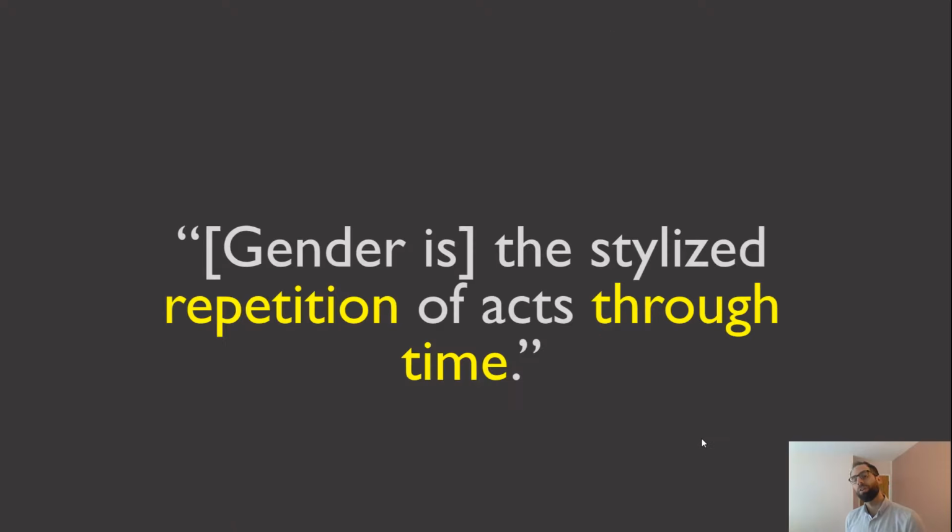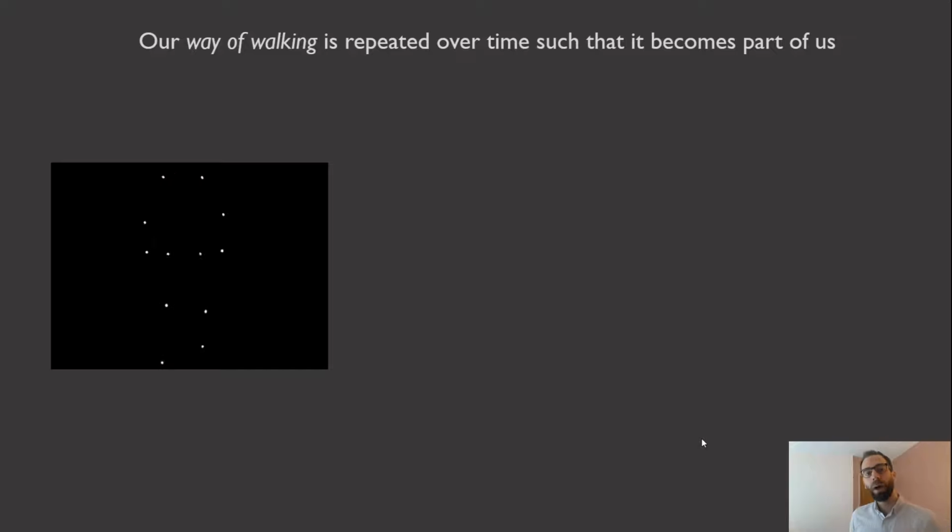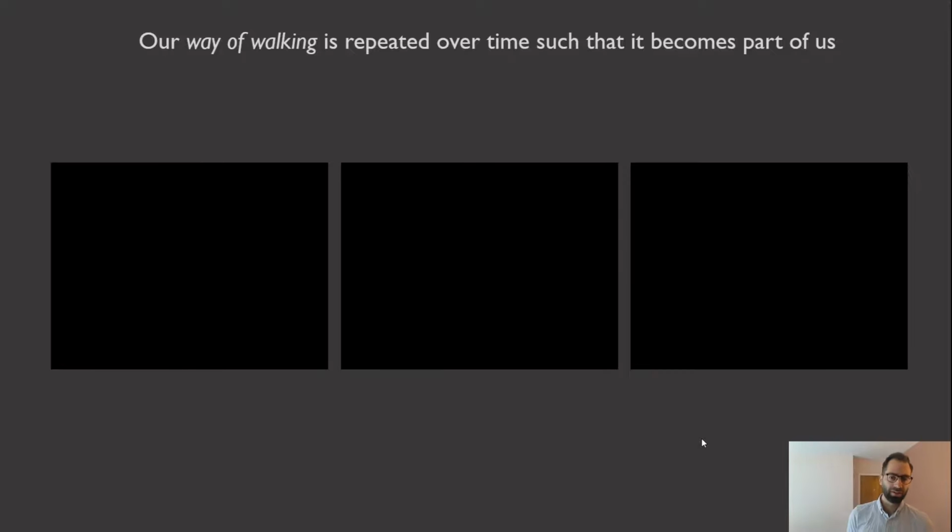So when Butler says gender is a stylized repetition of acts through time, why does that "through time" matter? Well, one way to talk about it is that our way of walking is repeated over time such that it becomes part of us. So if Butler wants to say that this manner of walking feels gendered in a way, it's important that that gender expression always has the possibility of changing, because it is merely an act that feels natural, perhaps, to a person, but is not essential in the sense that it cannot change.